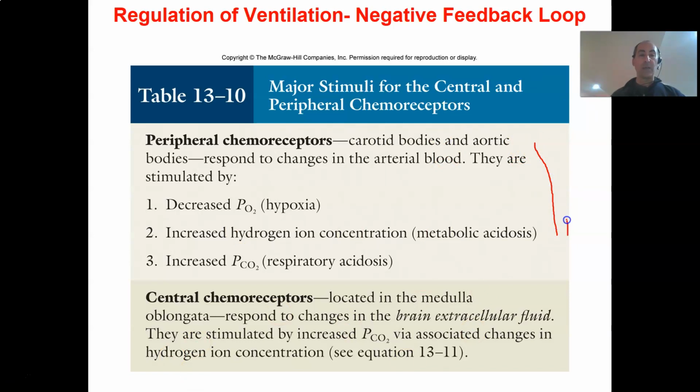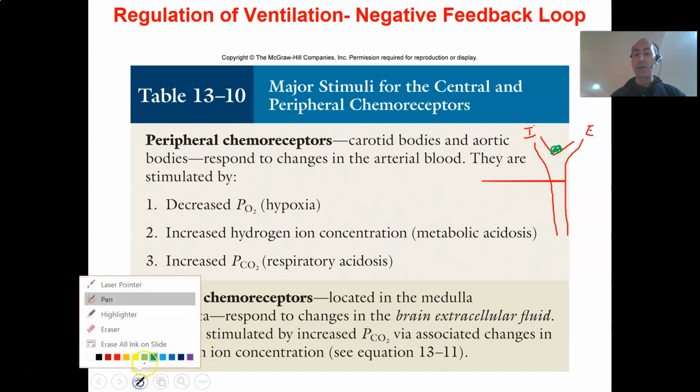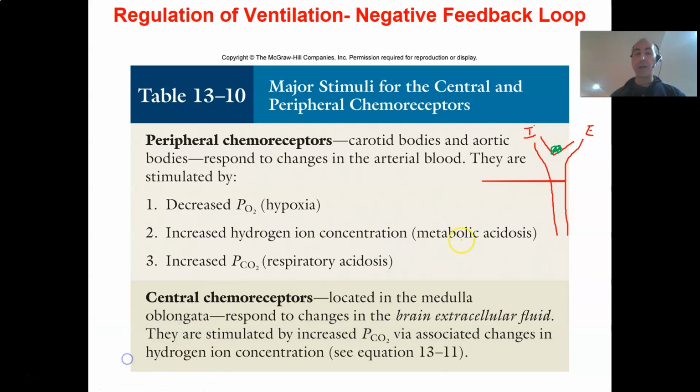So the main carotid splits into the internal and the external. And where that split occurs, you have the baroreceptors. And remember we talked about those with blood pressure regulation. And you have the carotid bodies. The carotid bodies are the main O2 sensors in the body, but they also sense changes in carbon dioxide.